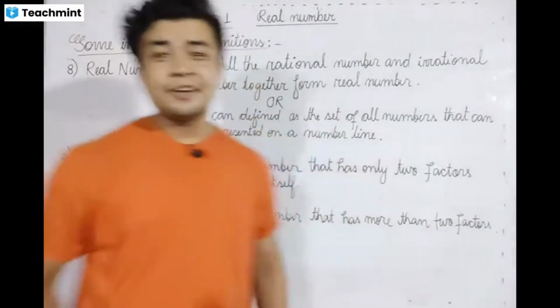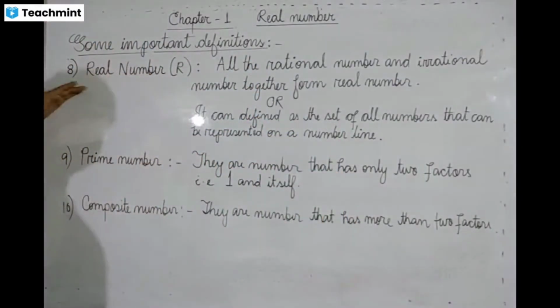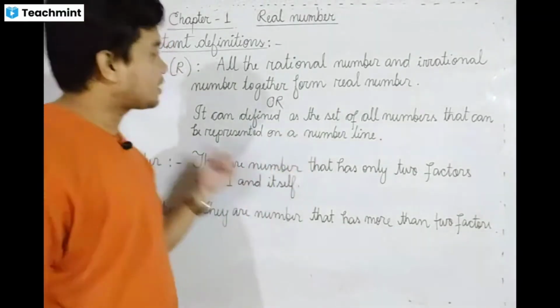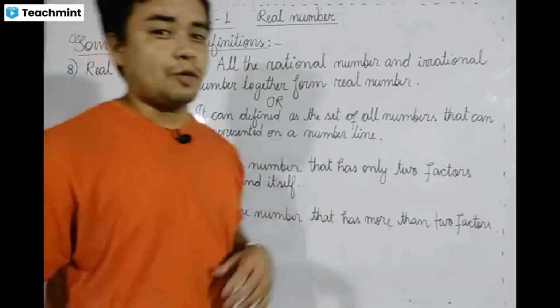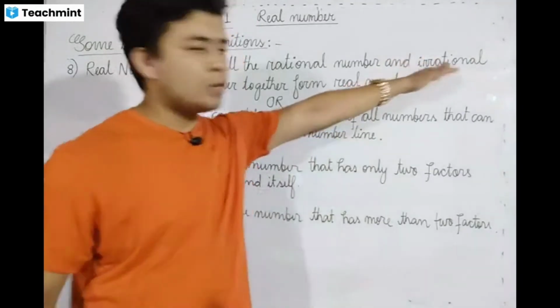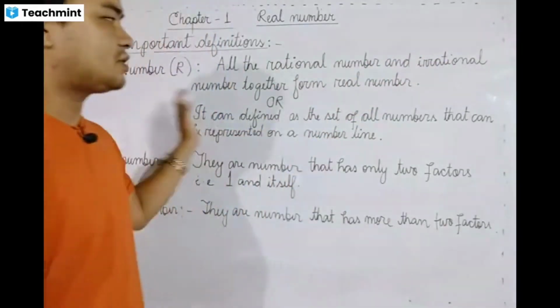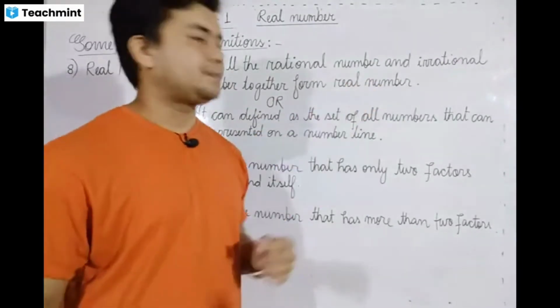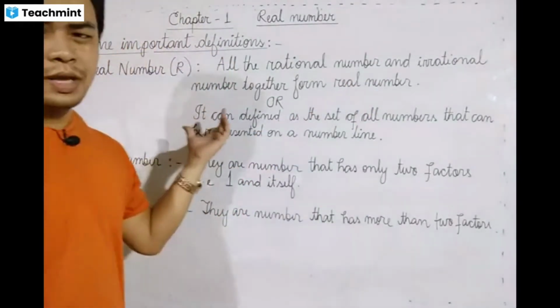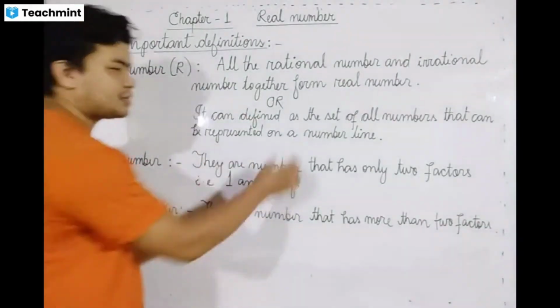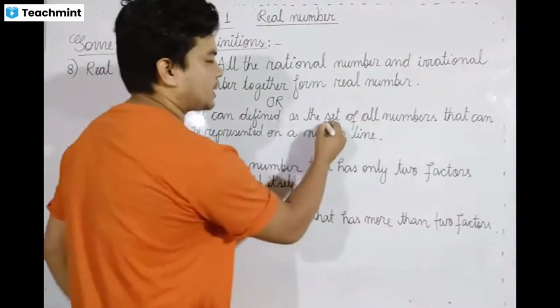Next is the real number. Real numbers are denoted by capital letter R. Then what is a real number? All the rational numbers and all the irrational numbers together combine, forming a set. Then the set is known as the real numbers. This set means collection.